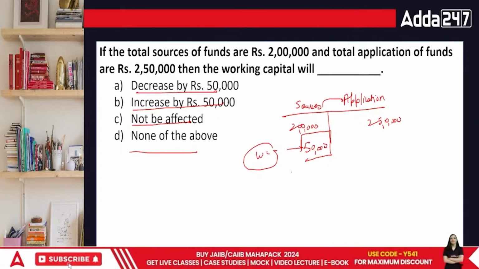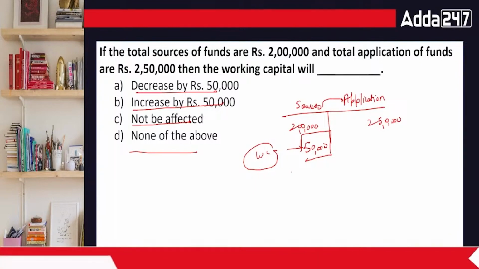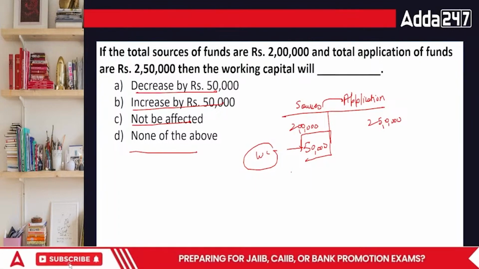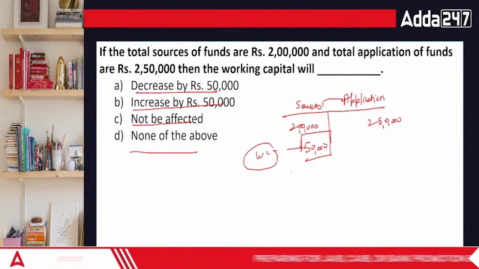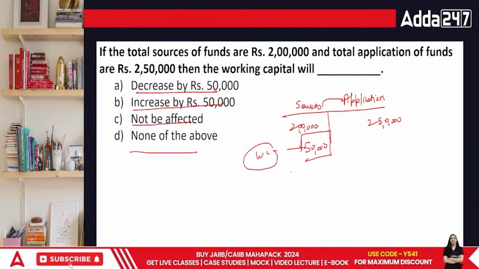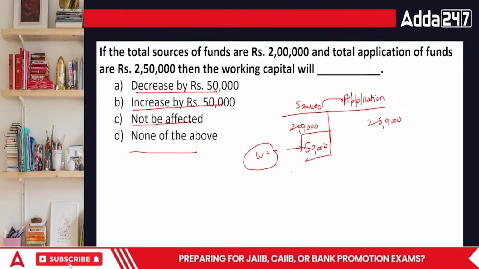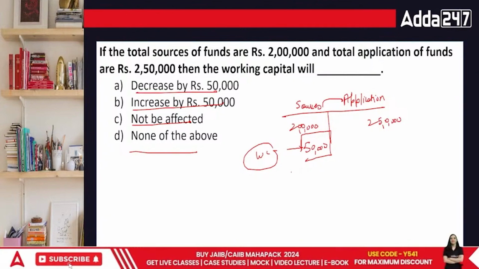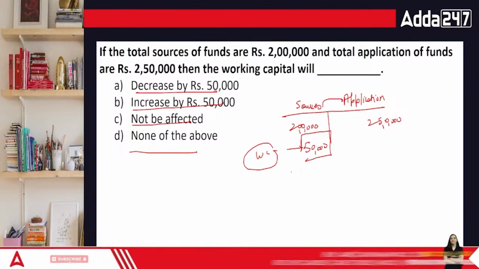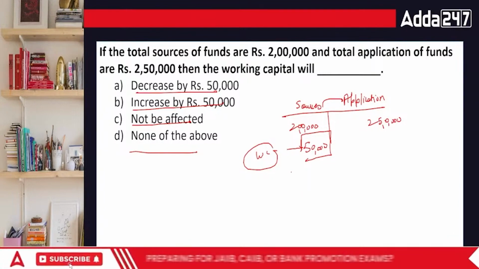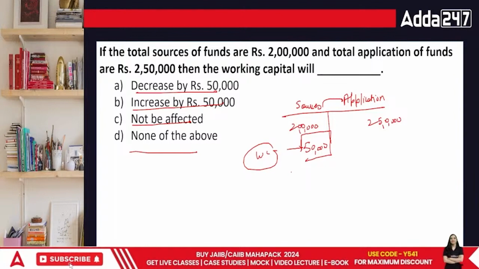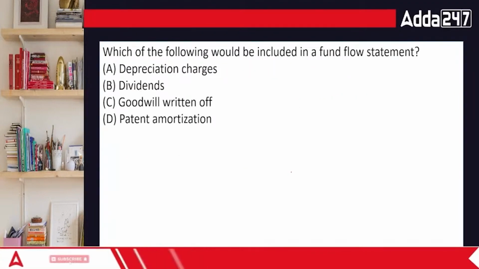Any doubts in this area? To fulfill your 2,50,000 needs, you will have to take 50,000 out of your working capital. Otherwise, how will they work? They will face problems, na? That's why. Done? The answer is A. Very good, everyone.